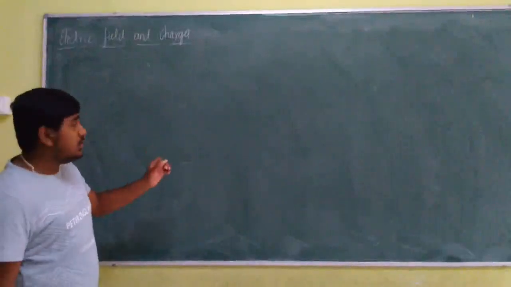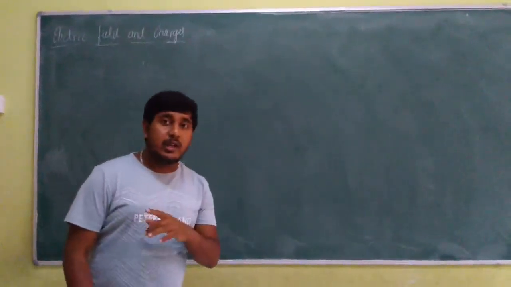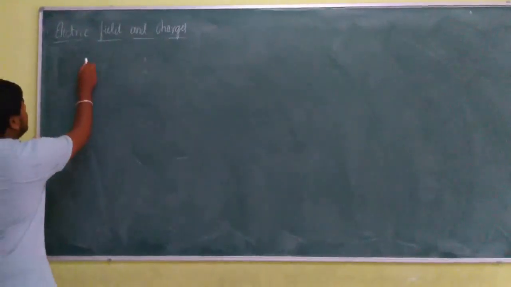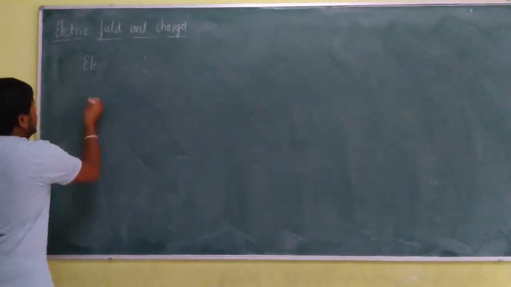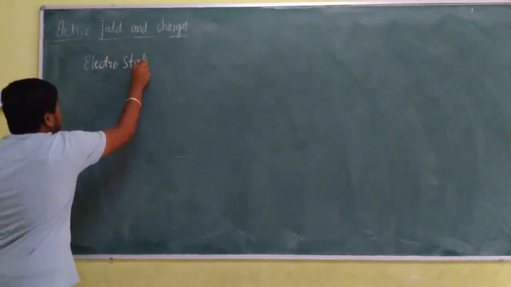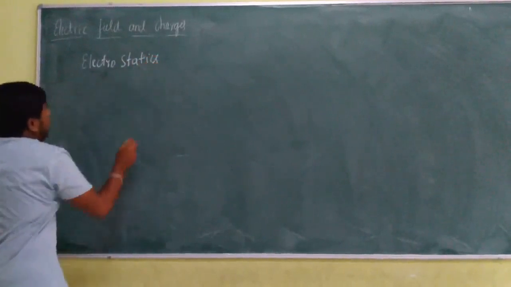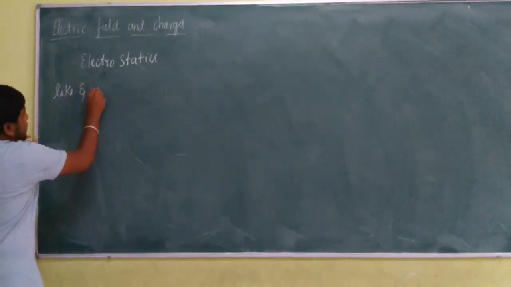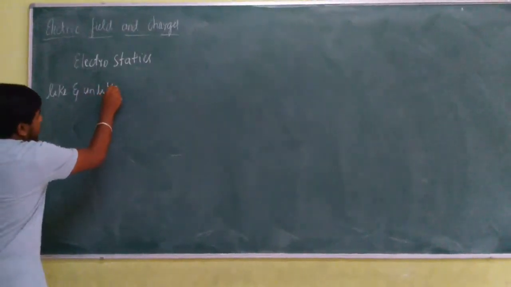Electric field and charges. Let us write once which formulas are needed to solve problems. First we learn what electrostatics is. Electrostatics means charges at rest. We first learned like charges and unlike charges. Like charges repel each other and unlike charges attract each other.